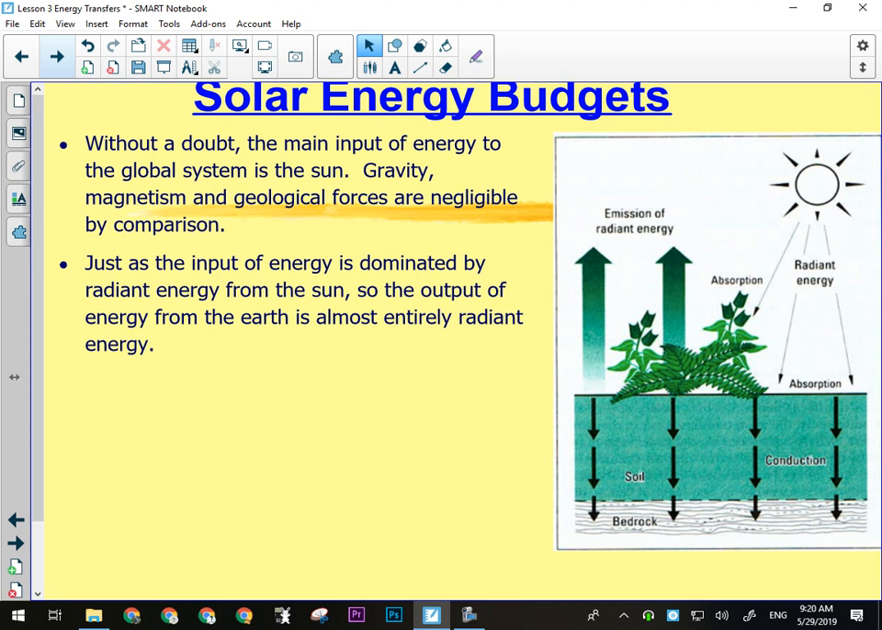So when you eat a steak, that steak and the energy in that steak came from the cow who ate the plant, who used the sunlight. It's always going to come from the sun. All right, questions on that?